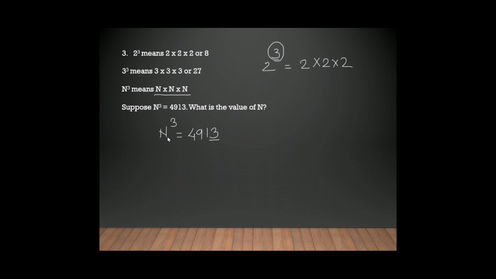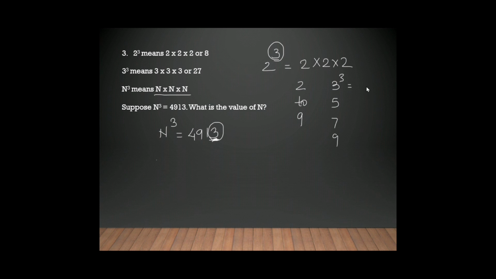Now here some number getting multiplied 3 times is giving us the answer ending in 3. Now we have to see that from 2 to 9, the single digits, which number will give us a 3 in the ones place when you cube it or multiply it 3 times with itself. Since it's a 3, it is not possible with even numbers. So we'll look for odd numbers: 3, 5, 7, 9.